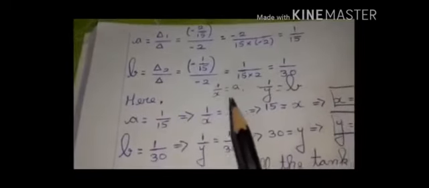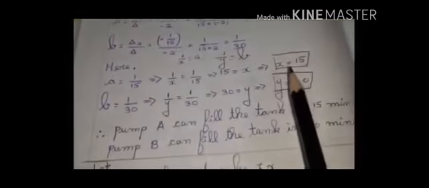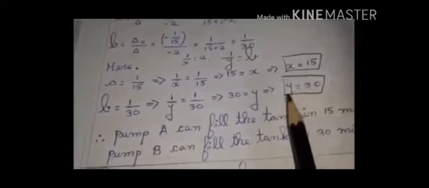Now I am going to convert this a and b to x and y, that is 1 by x is equal to a and 1 by y equal to b. After converting, I am getting the answer as x is equal to 15 and y equal to 30. Therefore, pump A can fill the tank in 15 minutes and pump B can fill the tank in 30 minutes. Next, we are going to do the fifth sum.